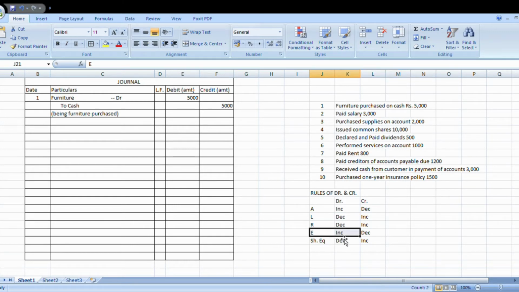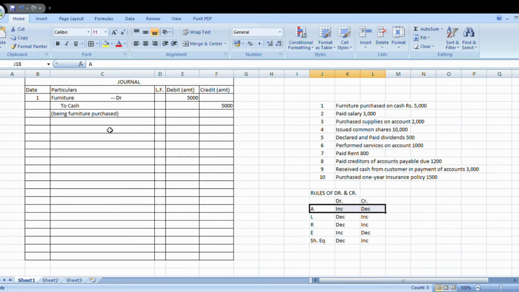When expense increases, it is to be debited. So we are sure that salary expense has to be debited. Now, what has been the another implication of it? Paid, that means cash has gone out. Cash is an asset. When asset decreases, asset goes out of the organization, it has to be credited.